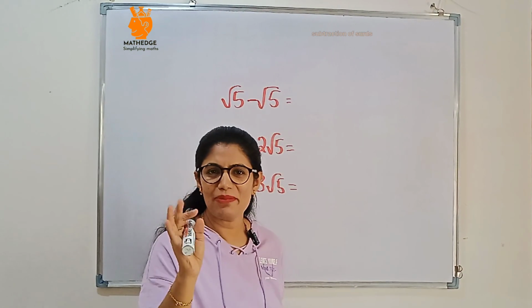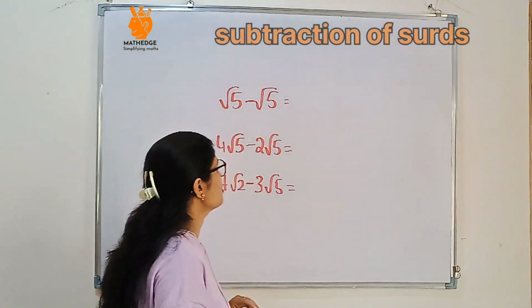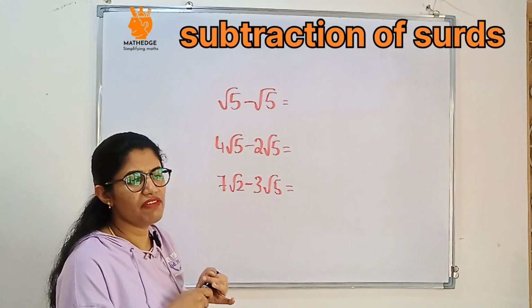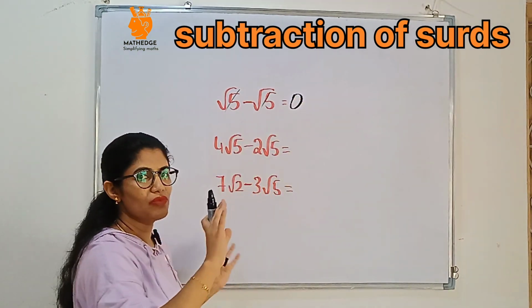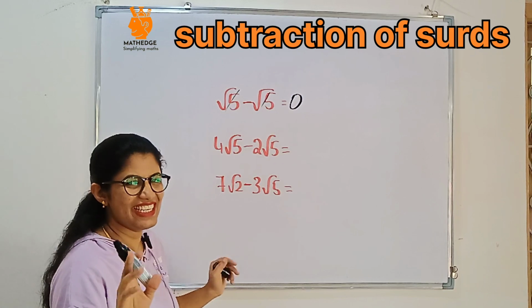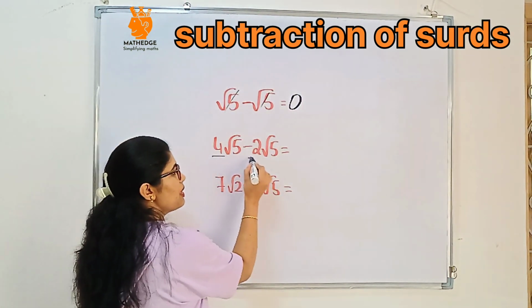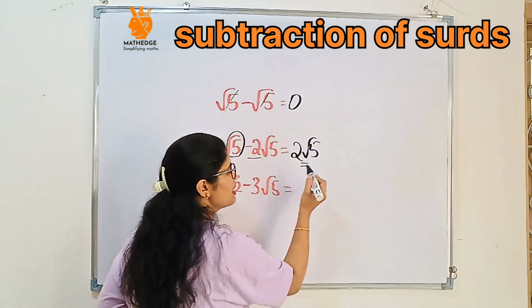Subtracting surds. Same rule, you just take like terms here also. Means you need to subtract the like terms. So what do we have? We have root 5 minus root 5, like same roots, right? So if it is the same root, this will get cancelled, or we can say 1 mango minus 1 mango, we can write 0, right? Yes. So here 4 root 5 minus 2 root 5. We are subtracting 4 minus 2, which is 2, and what is the common term? We have root 5. So this is the answer.